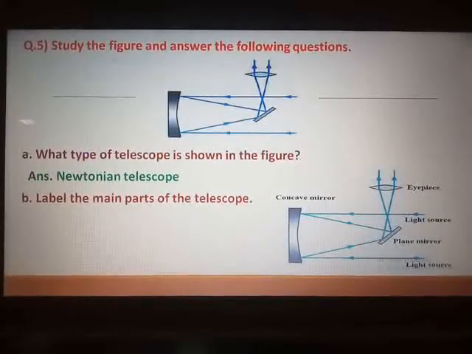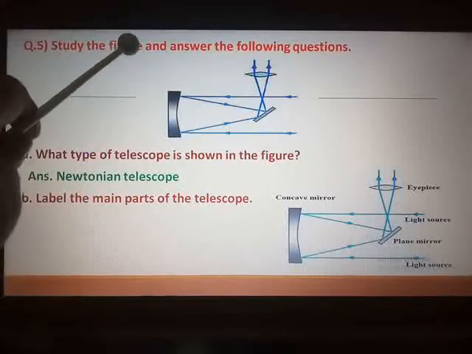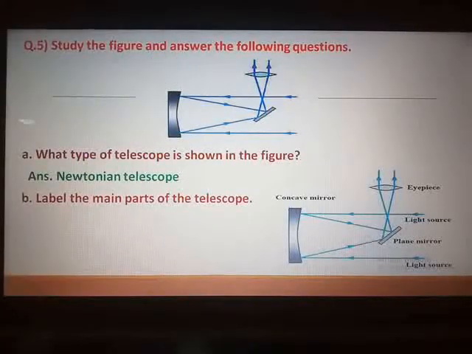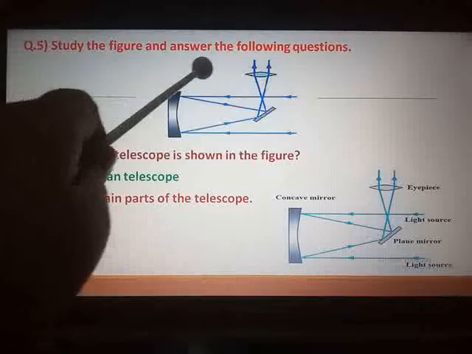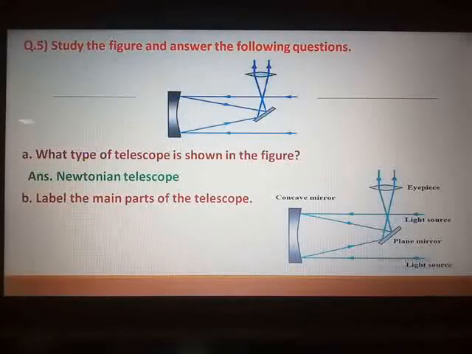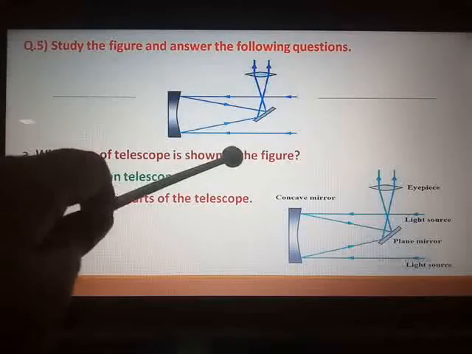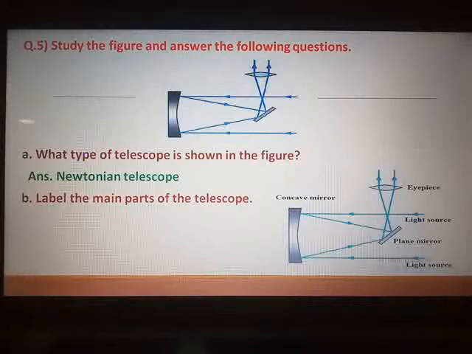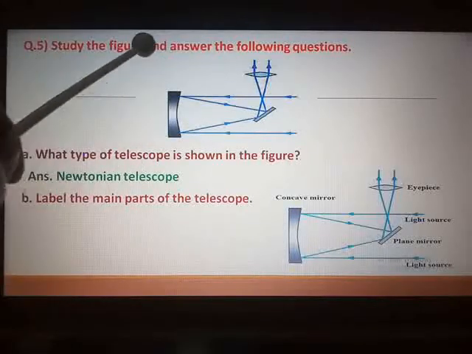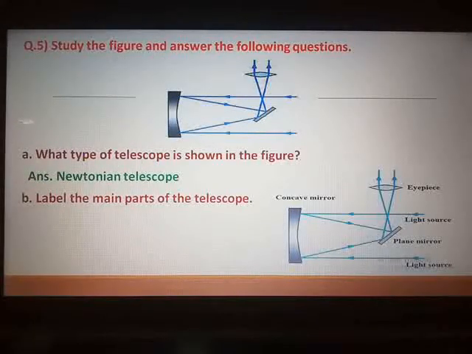Question number 5. Study the figure and answer the following questions. This figure is given to you in the textbook. Looking at the figure, you have to identify what diagram it is and then answer the different questions based on it. The first question asked is, what type of telescope is given in the figure? Looking at this mirror and this mirror, you come to know that it is a Newtonian telescope.